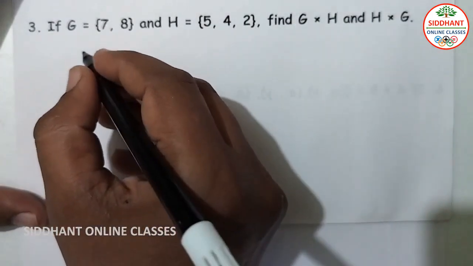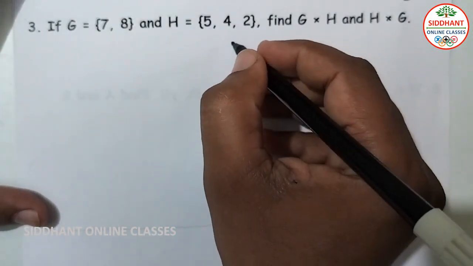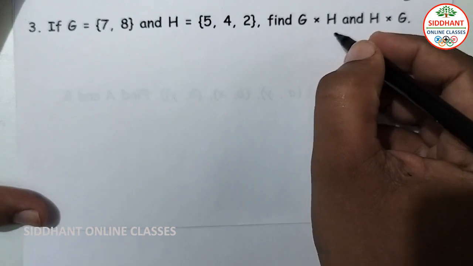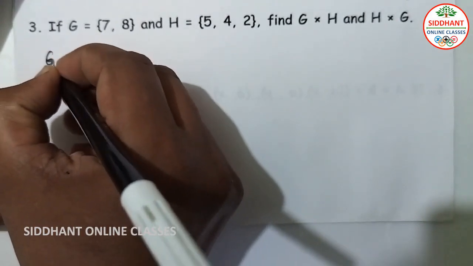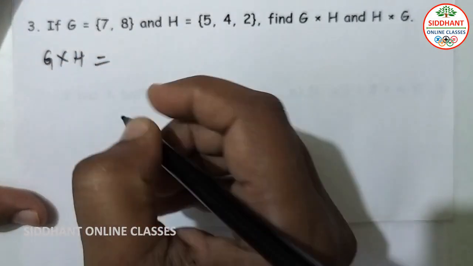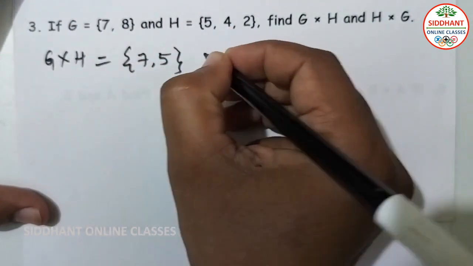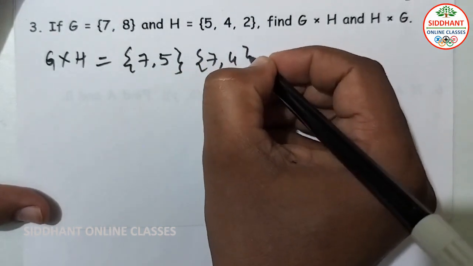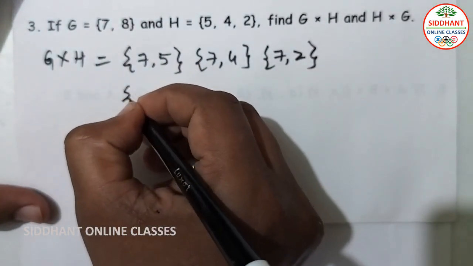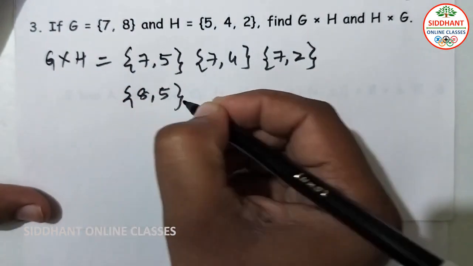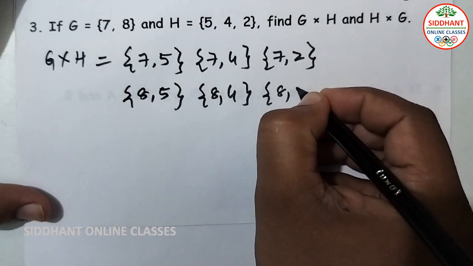Question number 3. If G equals {7, 8}, H is having elements 5, 4, 2, find G cross H and H cross G. So here G cross H when you are going to see, the elements will be (7, 5), next (7, 4), next (7, 2), next (8, 5), next (8, 4), next (8, 2).